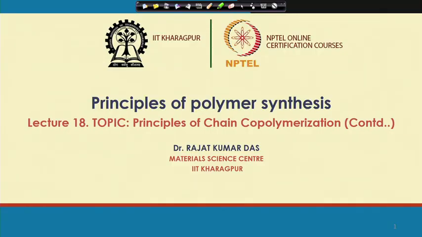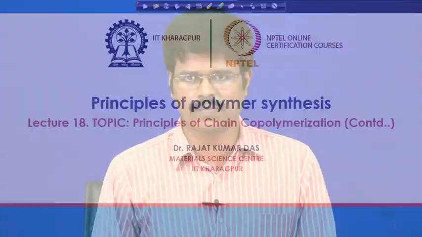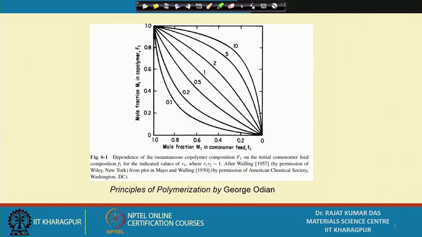Hello and welcome back to class number 18 on principles of polymer synthesis. We had been talking about chain copolymerization, and at present we are talking about the ideal copolymerization system where the product of the reactivity ratios is equal to 1, and we directly go back to the graph in the slide from which we were talking in the previous class.